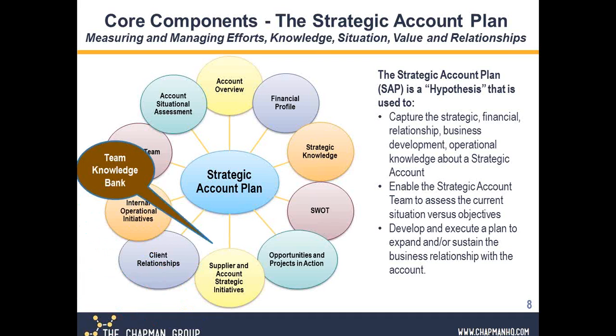So I'd like to think of the strategic account plan a little bit like a hypothesis. If we have the right information and we can make a hypothesis about what we'd like to happen with this account and what that future state would look like, the more knowledge we have, the higher the probability that my hypothesis will be accurate.